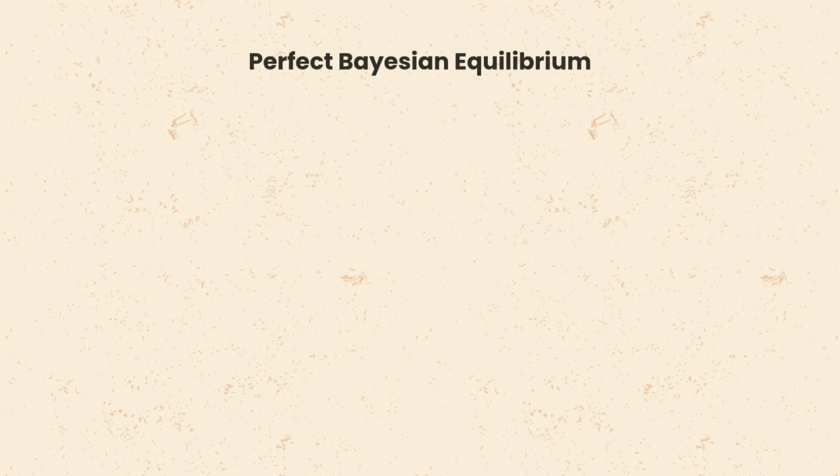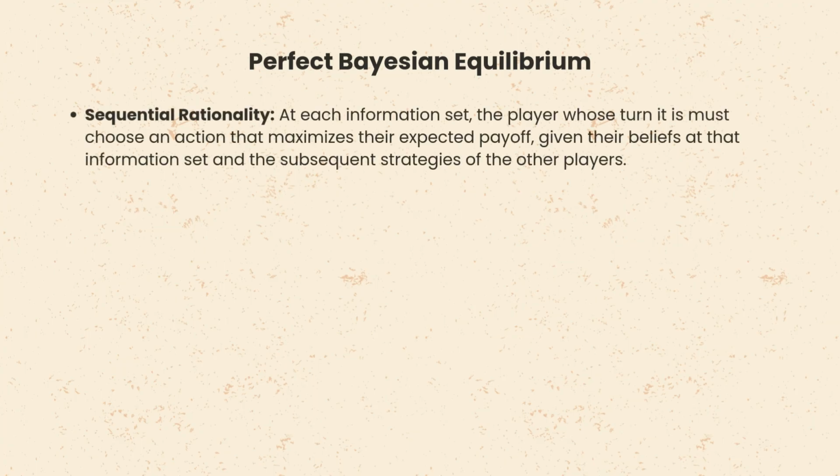Perfect Bayesian equilibrium. Now, what exactly constitutes a perfect Bayesian equilibrium? A strategy profile and a system of beliefs form a perfect Bayesian equilibrium if they satisfy the following conditions. Sequential rationality. At each information set, the player whose turn it is must choose an action that maximizes their expected payoff, given their beliefs at that information set and the subsequent strategies of the other players.